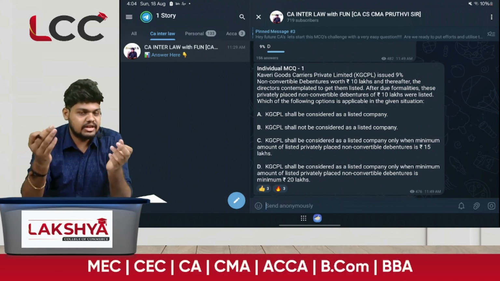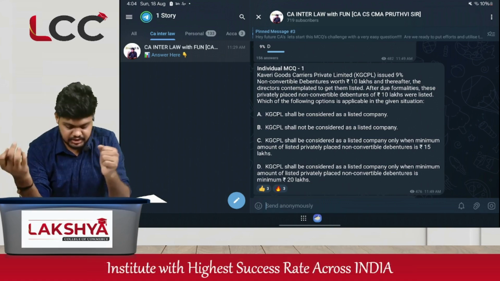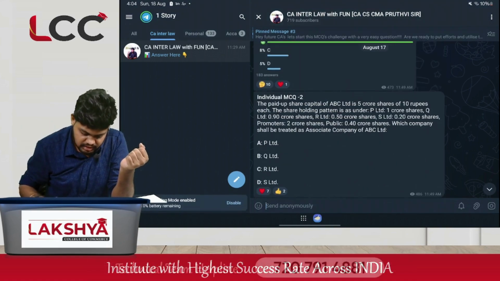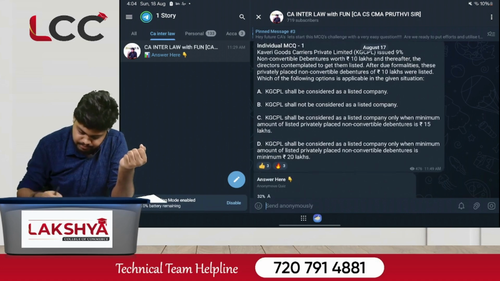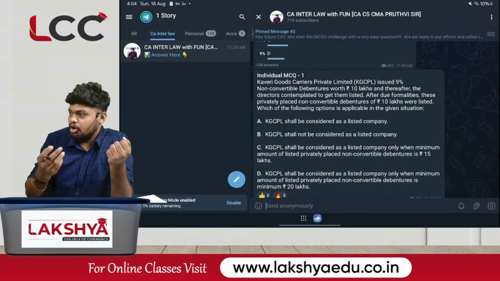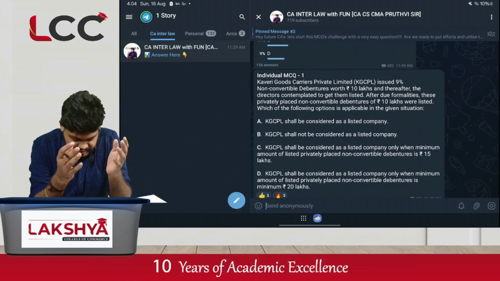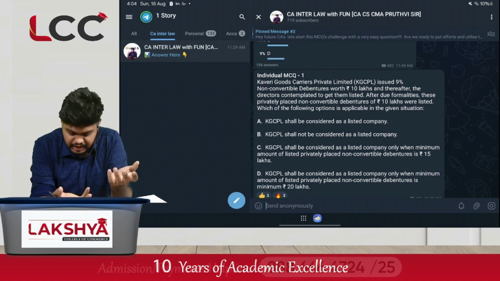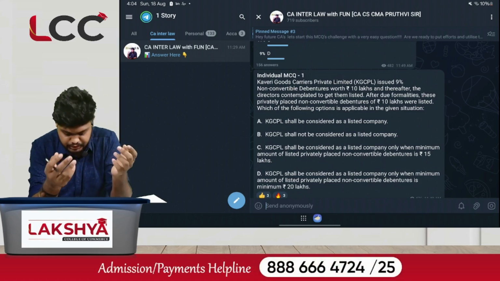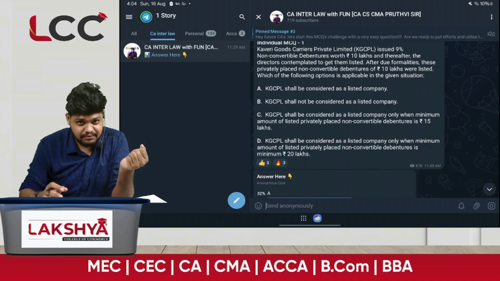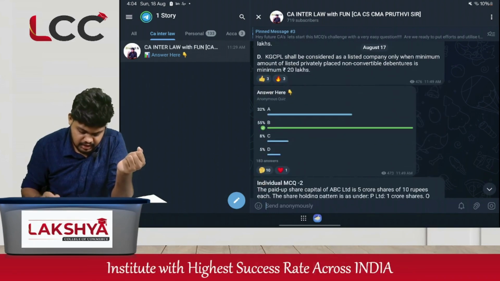Yes, you are absolutely right. The third point, third exception. Hence it is not considered a listed company. Then that means your answer shall be option number B. KGCPL shall not be considered a listed company. So I hope this has clarified the process of listed and unlisted company.